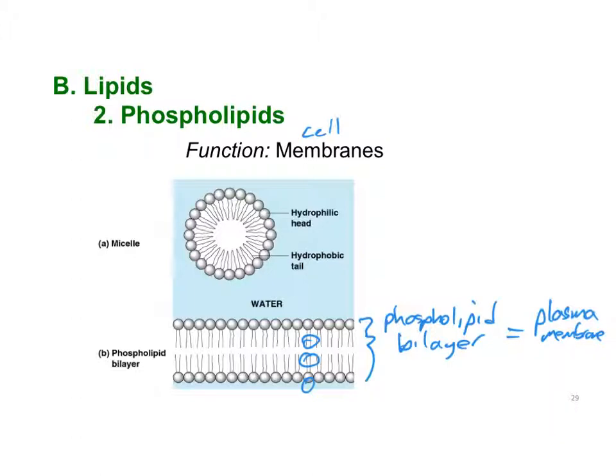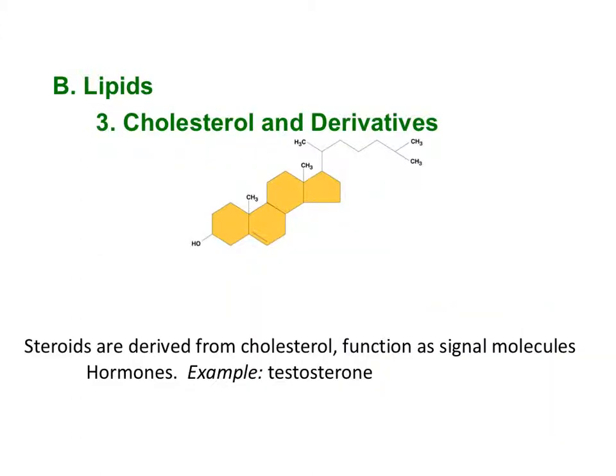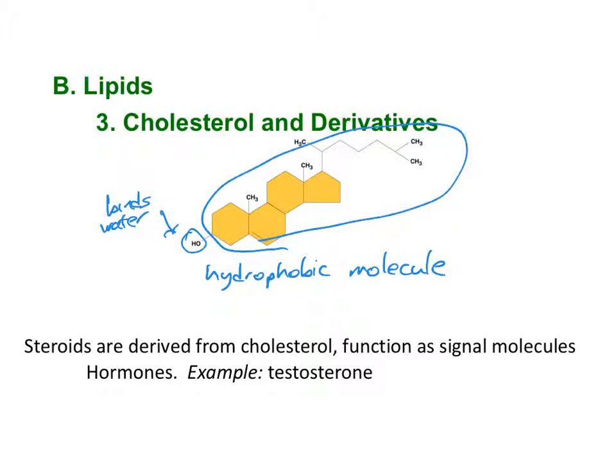The last type of lipid is cholesterol and its derivatives. Cholesterol is a hydrophobic molecule. And the cheat or easy way to see a hydrophobic molecule is something that really doesn't have any or very few hydroxyl groups. So this hydroxyl group will bind water or interact with water, but the majority of the molecule has no hydroxyls or no oxygens, so it's hydrophobic.